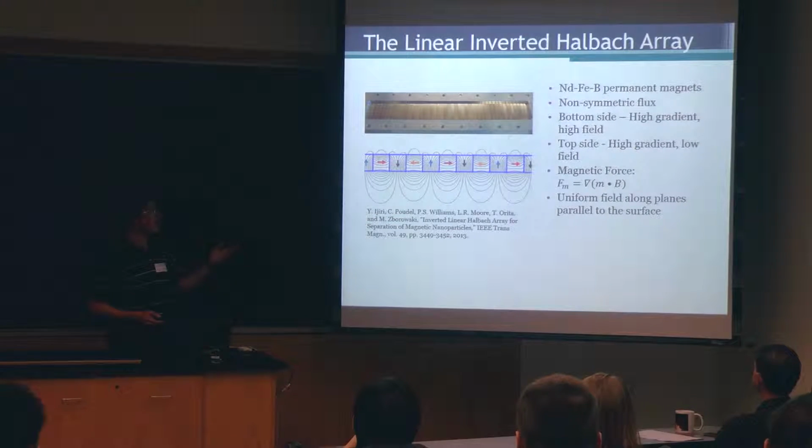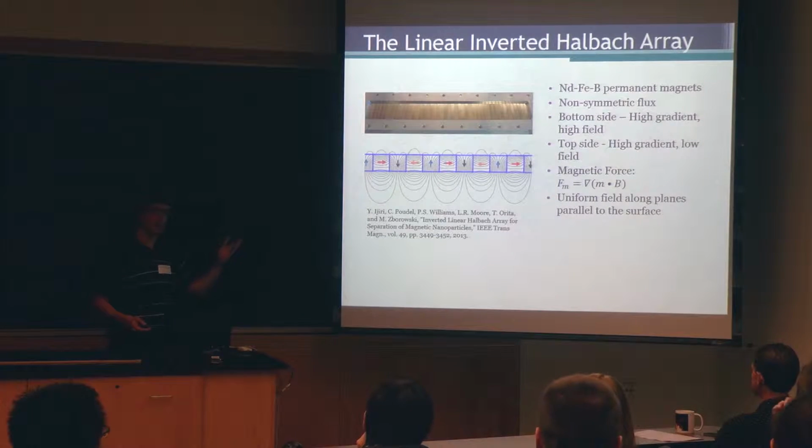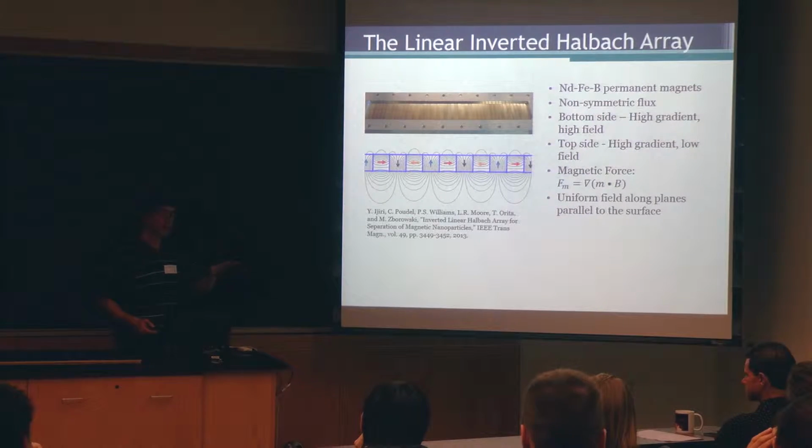We are investigating the use of the linear inverted Halbach array, which is a set of permanent magnets, as you can see here. And the thing of note about this is that it creates non-symmetric flux. The bottom side, which is used for a variety of different applications, has both high gradient and high magnetic field. But we're more concerned about the top side, which ends up with still high gradient but low magnetic field. And the magnetic force can be quantified as the gradient of the moment of the nanoparticles dotted with the B field. And this also creates a uniform field along planes parallel to the surface of the array.